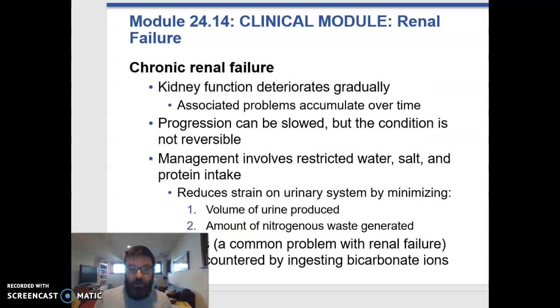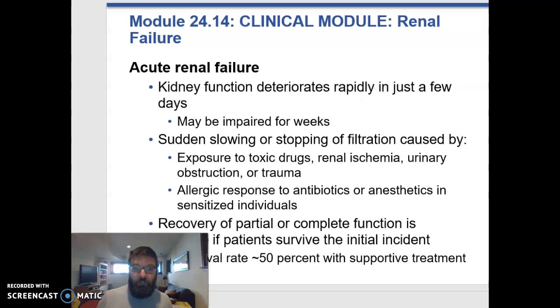Renal failure can be chronic, which means problems are accumulating over time, and you're sort of having a slow deterioration of your kidneys. In this case, you can slow progress, but you cannot reverse it. You're probably going to be on a particular diet with restricted water, salt, protein intake, things like that. You can also have acute renal failure.